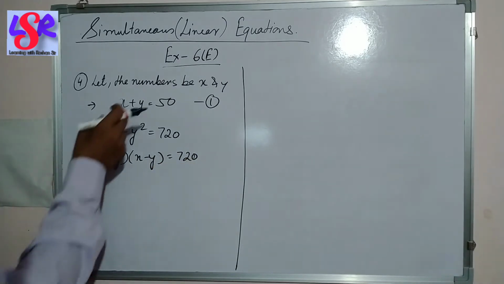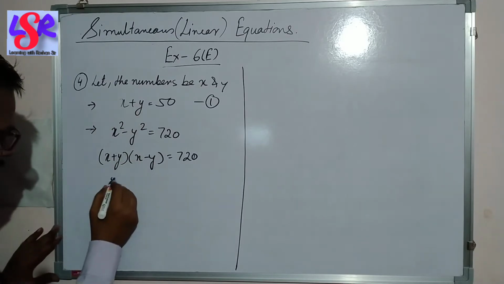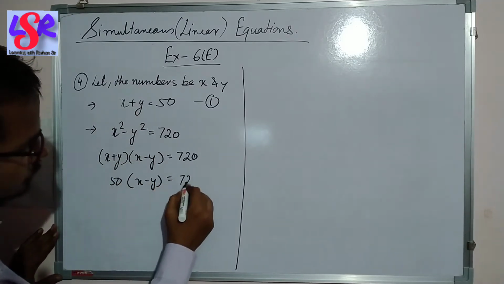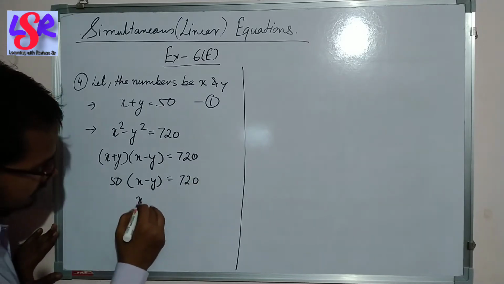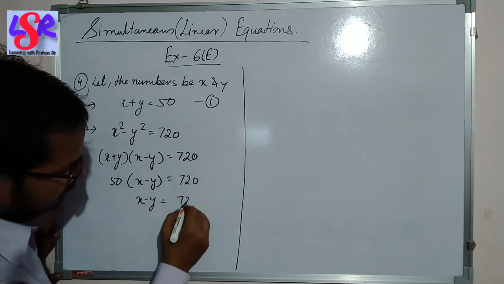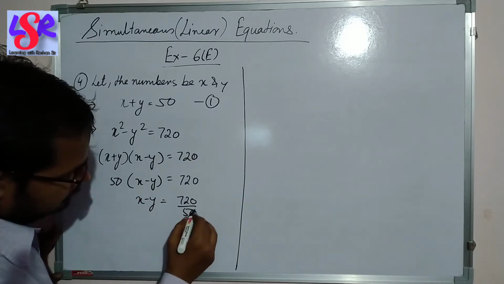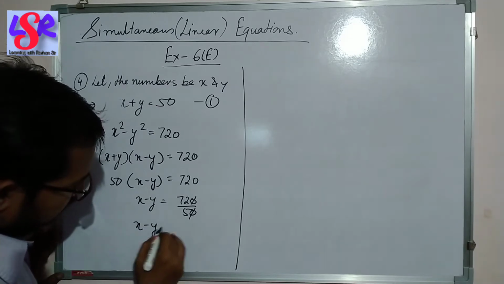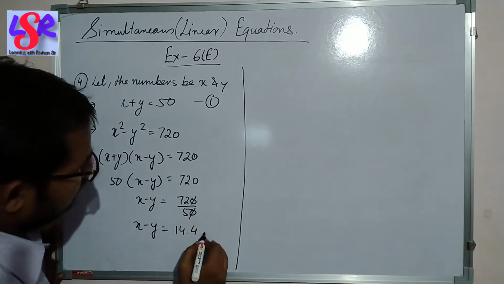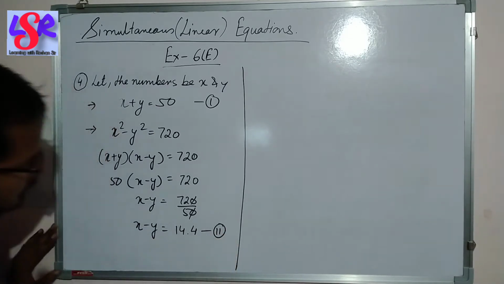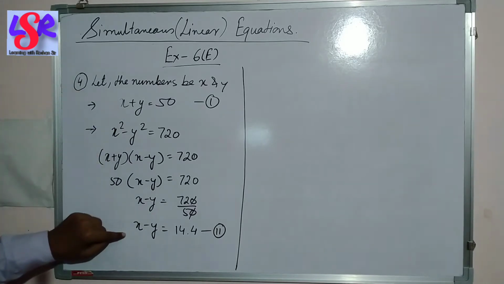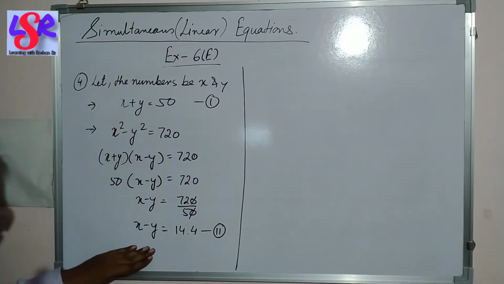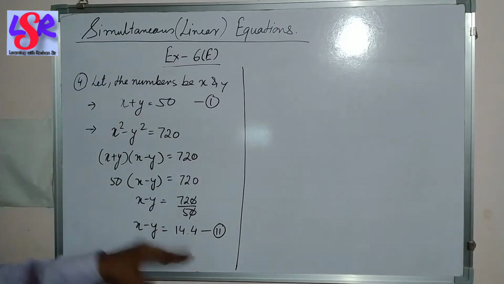Now we can place the value of x plus y over here, and this will become 50 times (x minus y) equals 720. Now x minus y will be equal to 720 upon 50, cancel it out, and you will be getting x minus y equals 14.4 as your second equation. Now we can solve them simultaneously, as y is having positive and negative sign over here. So we can add these two to get the value of x.